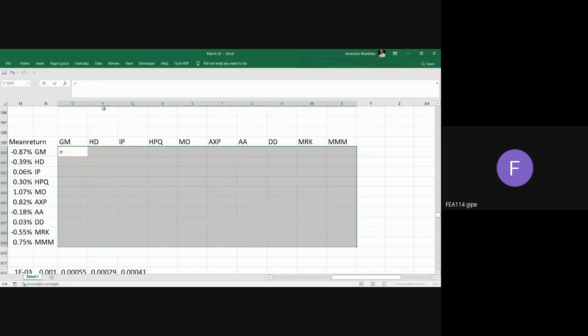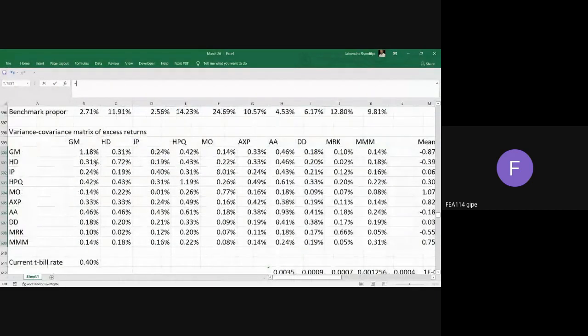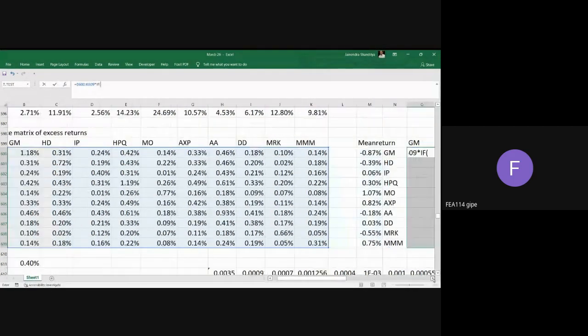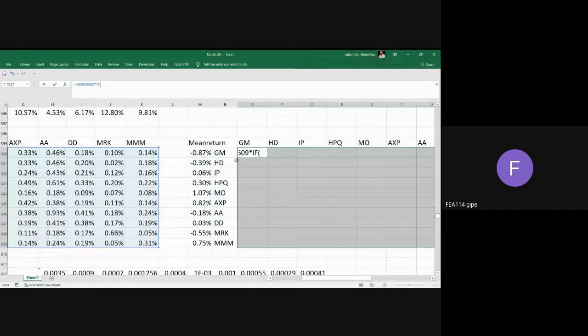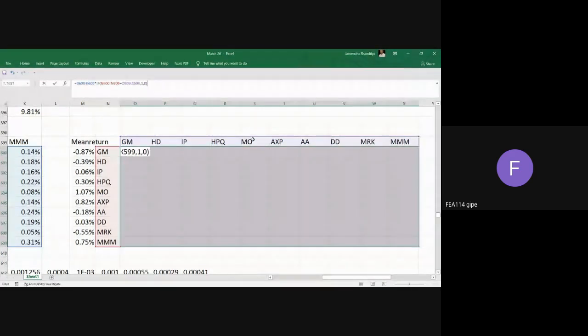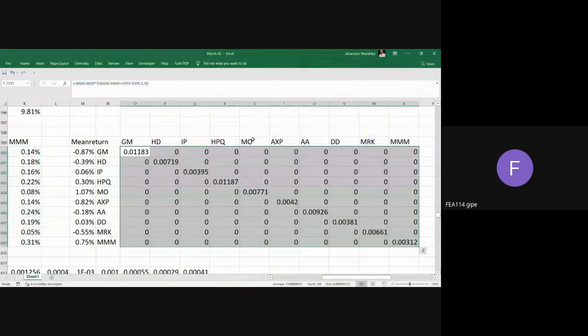Okay, equals. I take the original matrix, which is without any shrinkage, and then here I write the command. Then I say if this equals this, then I want a value, and if this is not equal to this, then I don't want any value. And then I do control shift and enter.